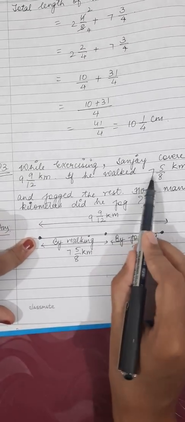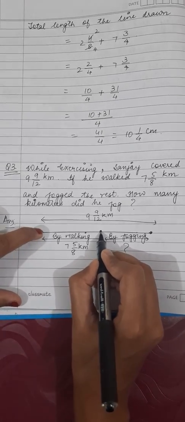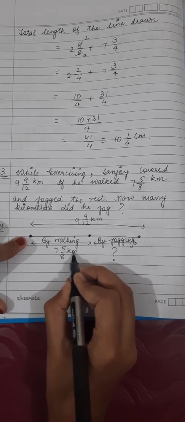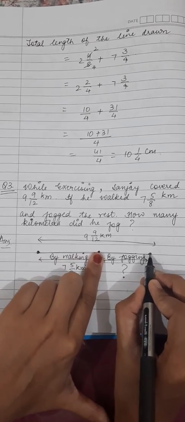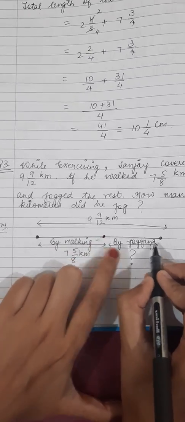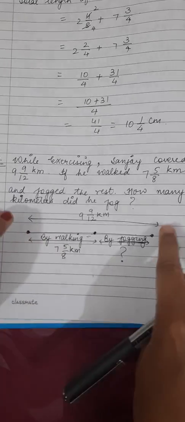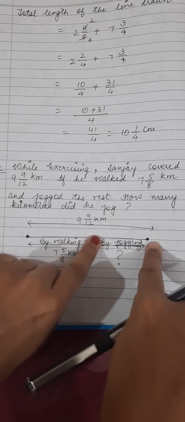If he walked 7/5 upon 8 kilometers, if this much distance he has covered by walking, and the rest of the part which he has covered is by jogging, you have to tell what is the distance which he covered by jogging. This is the total, this he has covered by walking. I have to tell this much part.